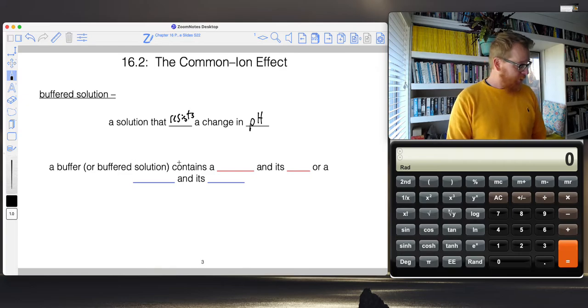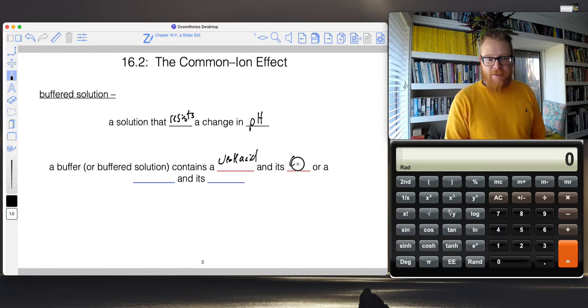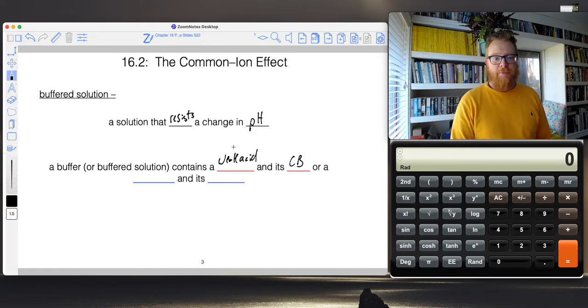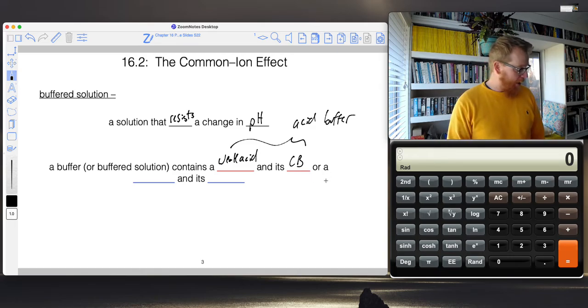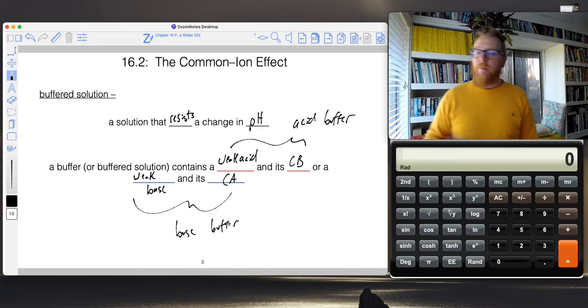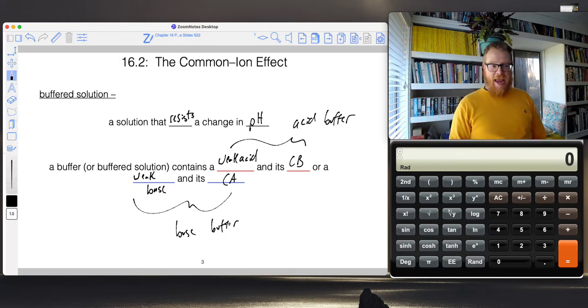Well, quite simply, a buffered solution contains a weak acid and its conjugate base (CB), and that would be an acid buffer. Okay, so we'll highlight this. Or, of course, we can have a base buffer, right? And so that means it would contain a weak base and its conjugate acid. So that would make a base buffer. Okay. So once again, a buffered solution is a solution that resists the change in pH.